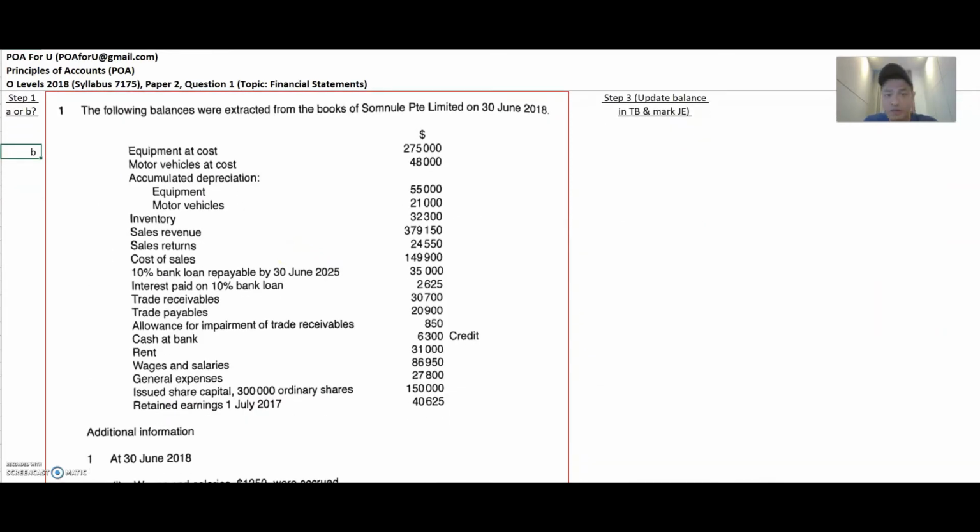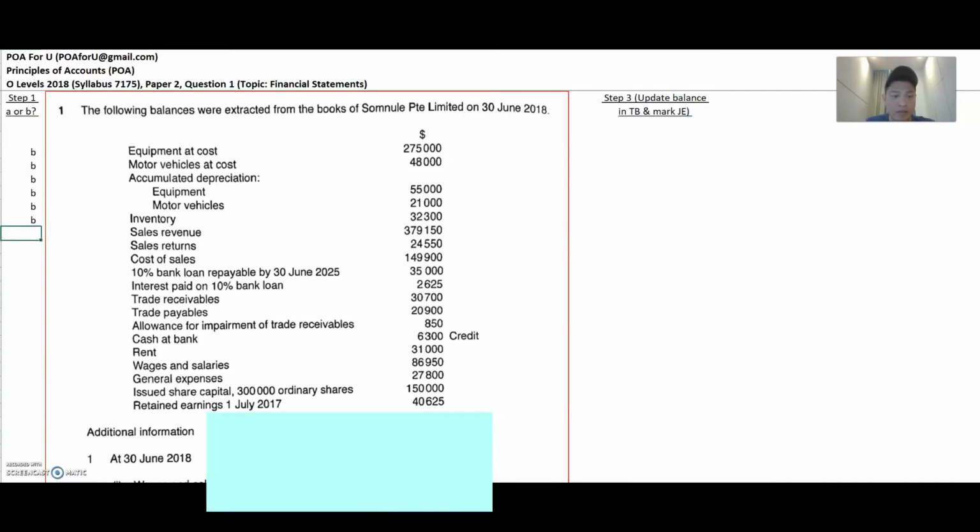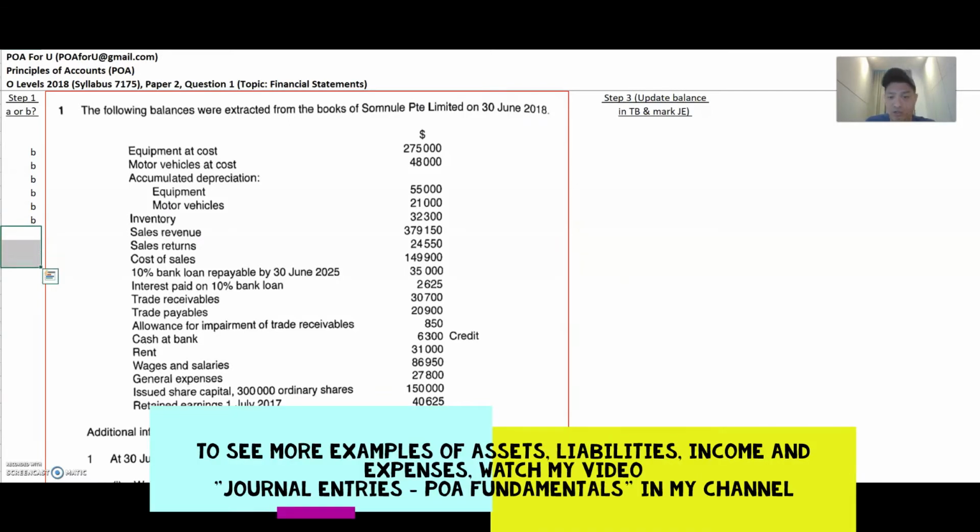So let's go. Equipment, item B, because it's an asset. All these are assets, and accumulated depreciation is a contra asset. So all these are item B. Inventory is a current asset, item B. Sales, sales returns and cost of sales, these are revenues and expenses. And these are all what you see above the gross profit line, which I'll show you in a bit.